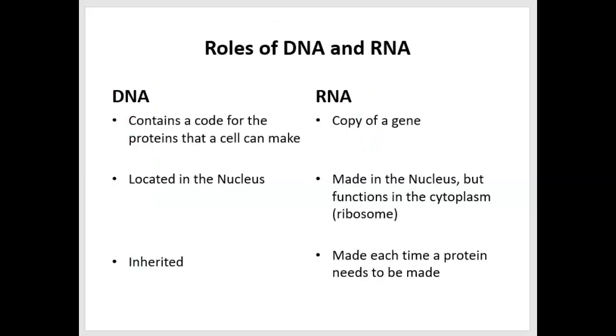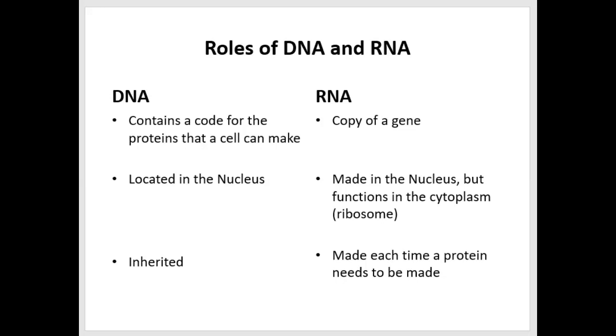Due to the unique structures and locations of DNA and RNA, they perform different roles. DNA contains the entire genetic code, whereas RNA will be a short segment of nucleotides that is a copy of a gene. DNA remains in the nucleus where it is protected, but RNA is made in the nucleus and then moves to the cytoplasm where ribosomes can read the code.